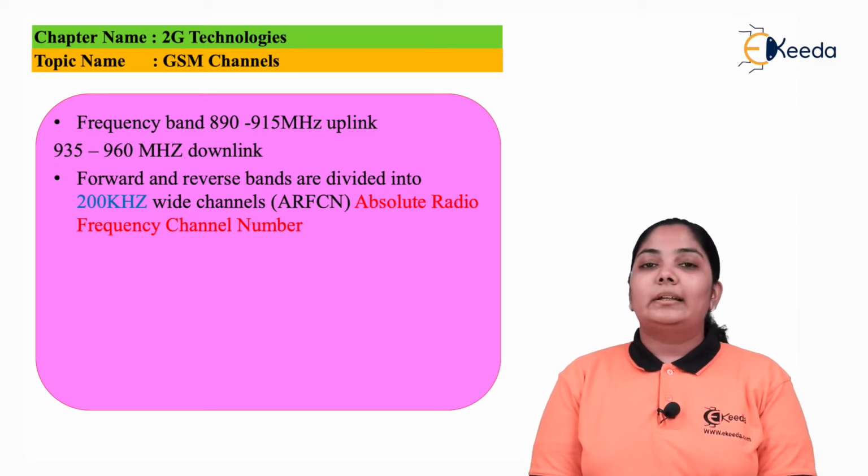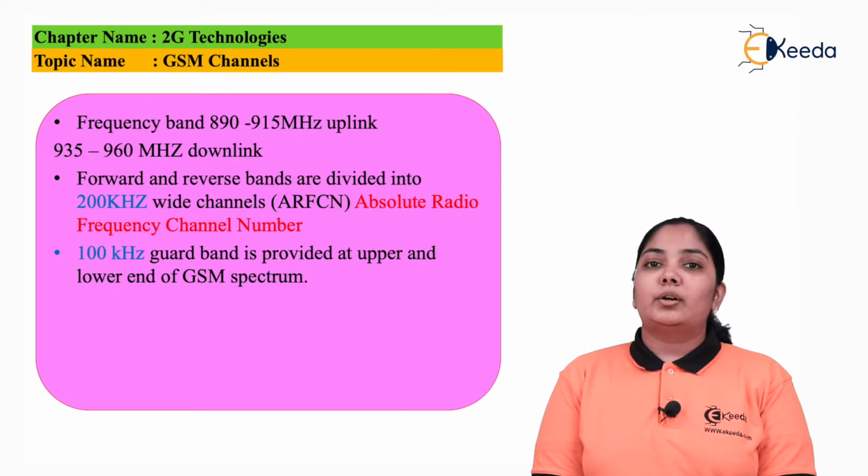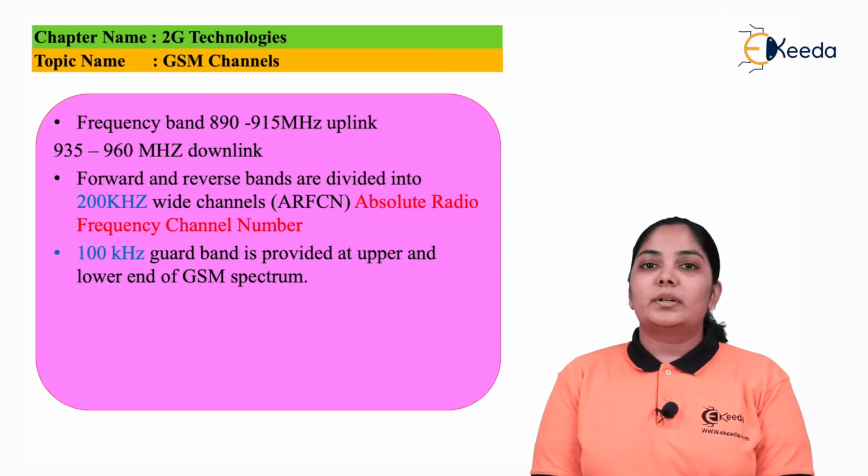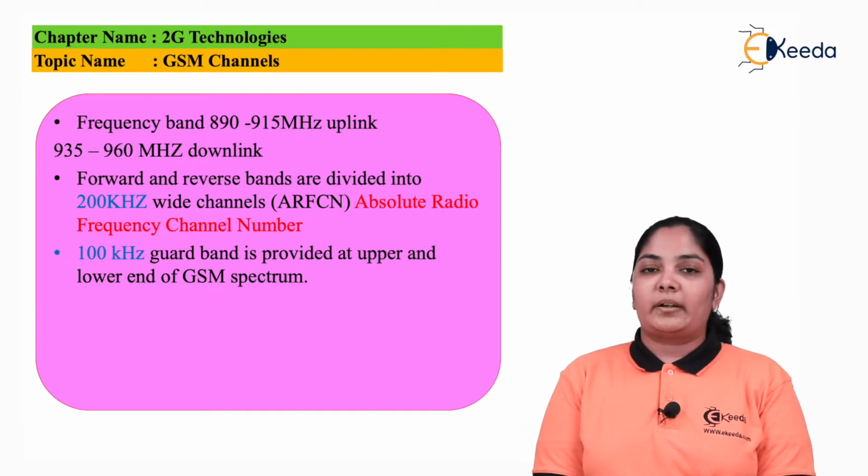Every channel in GSM has a bandwidth of 200 kHz. And there is 100 kHz of guard band which has been given at the upper side and the lower side of the entire frequency spectrum.